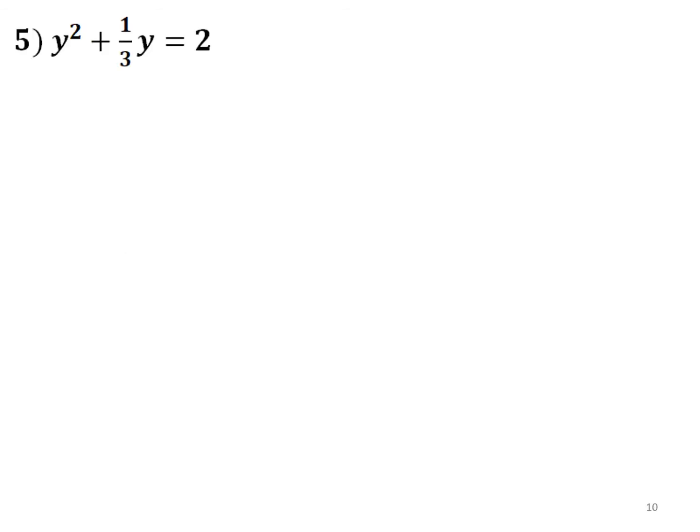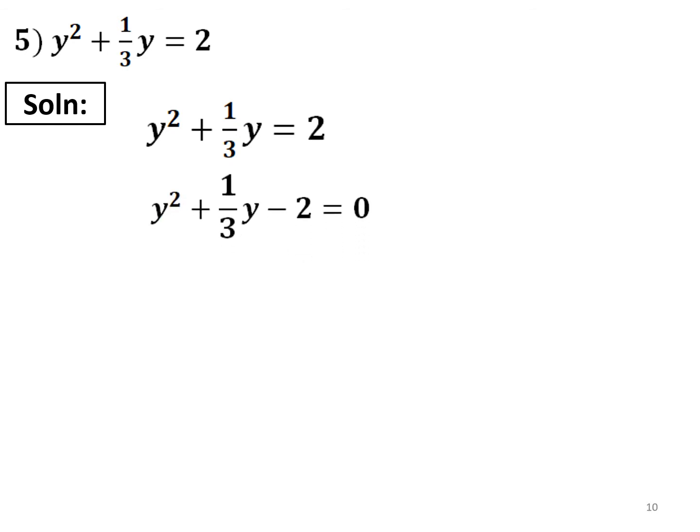The fifth question: y square plus 1 upon 3y is equal to 2. Sorry, not 0, 2. Now what we will do, we will take the 2 from the right hand side to the left hand side. So we get y square plus 1 upon 3y minus 2 is equal to 0.